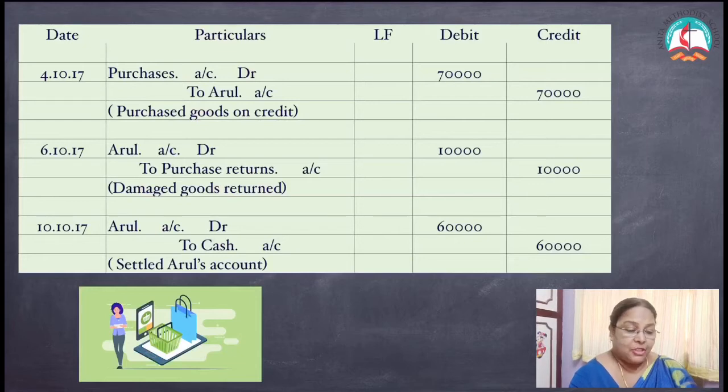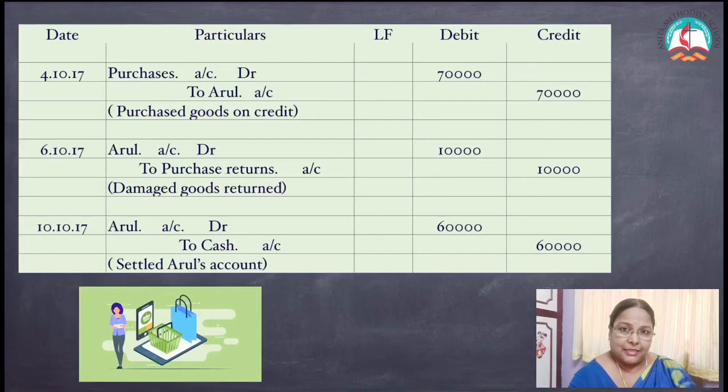Purchases account debtor to Arul account 70,000 and the narration is purchase goods on credit. When purchases is debit, purchases return should be credit. Why? Purchase is a nominal account. Debit all expenses and losses, credit all incomes and gains. Purchase returns, it again comes in income. So purchase returns has to be credit. Who is the receiver? Arul is the receiver. So the journal entry is Arul account debtor to purchases returns account.